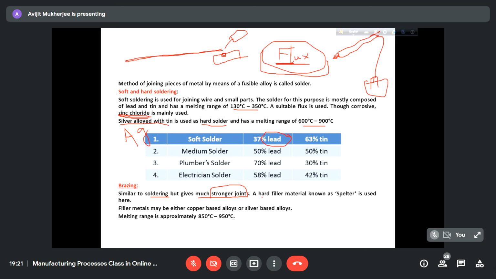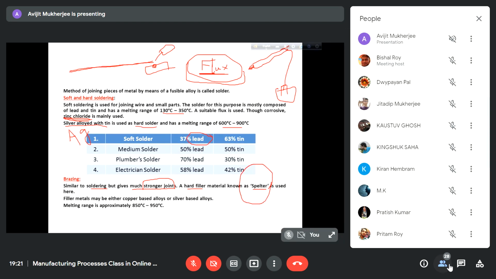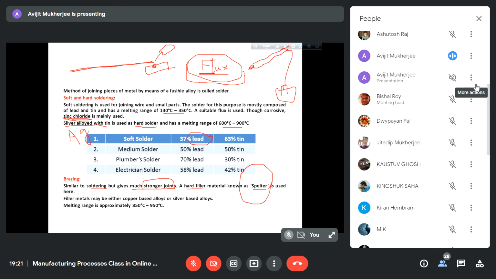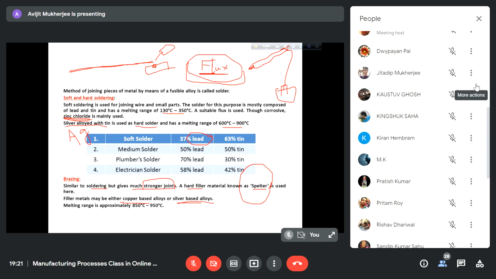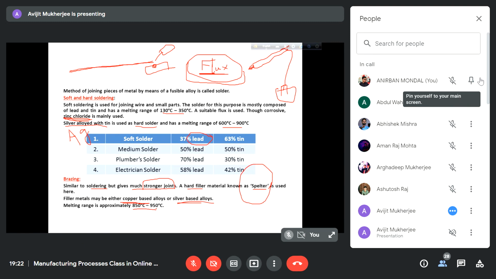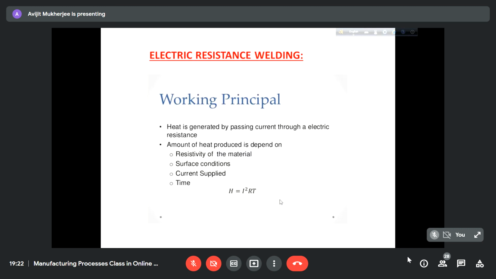And here a hard filler material is used, which is known as spelter. This is the commercial name, spelter. These spelter filler metals may be either copper based alloys or silver based alloys. For very hard, silver based alloys. For softer, copper based alloys. Accordingly, their melting temperature is very high, 850 to 950, just like soldering. Spelter is particularly connected with brazing. This is a filler metal. So soldering and brazing, these are discussed.